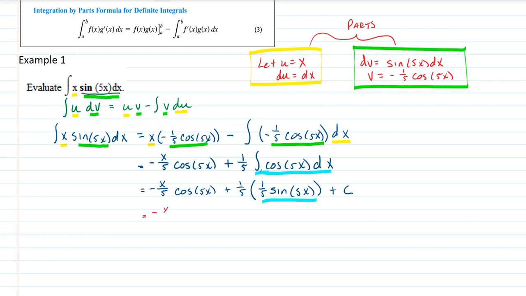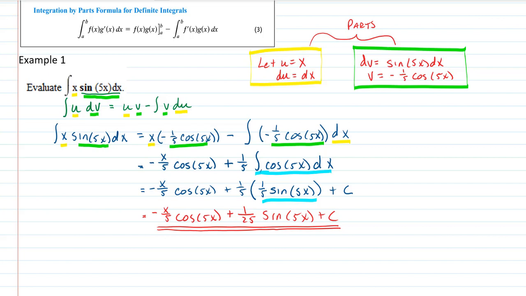That's going to give me negative x over 5 cosine 5x plus 1 over 25, because 1/5 times 1/5 is 1/25, sine 5x plus c. And this would be our final answer. Integration by parts is just a formula. Memorize the formula and then apply the formula.